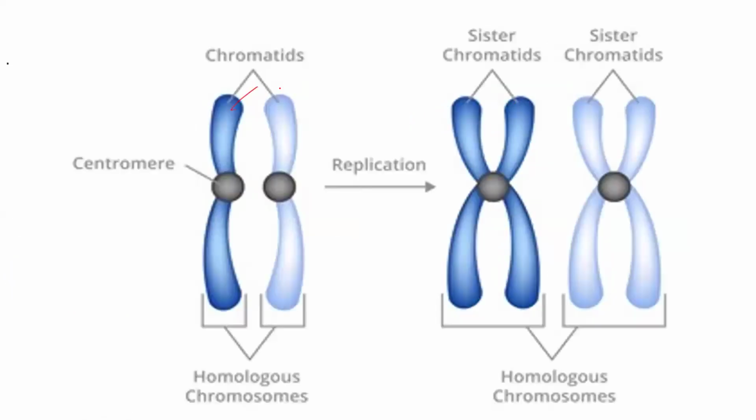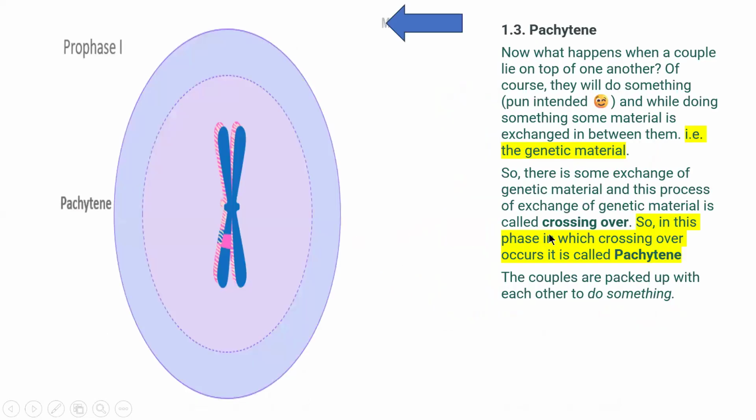So chromatids, centromere, homologous chromosomes, sister chromatids, one from father, one from mother, and then synapsis occurs between both. It becomes a bivalent because of the presence of two chromosomes, one from mother, one from father. It consists of four chromatids. This is the reason it is known as a tetrad. After synapsis, now we move to the third stage, pachytene.